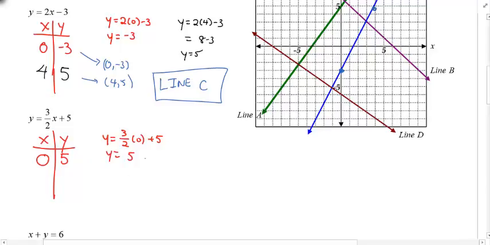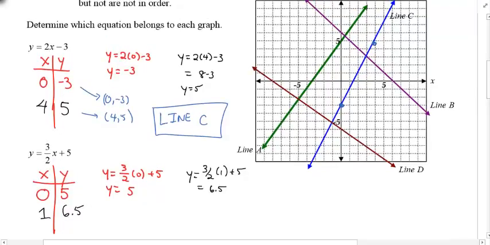Once again, I'll choose another number. You can choose 1 if you want, not a big deal. In this case, you get 3/2 times 1 plus 5. 3/2 is just 1.5, so 1.5 plus 5 is 6.5. Not a big deal. Decimals, I know you're freaking out, but you should be able to find the line. (0, 5), here we go. (1, 6.5). That looks like this one, so line A.